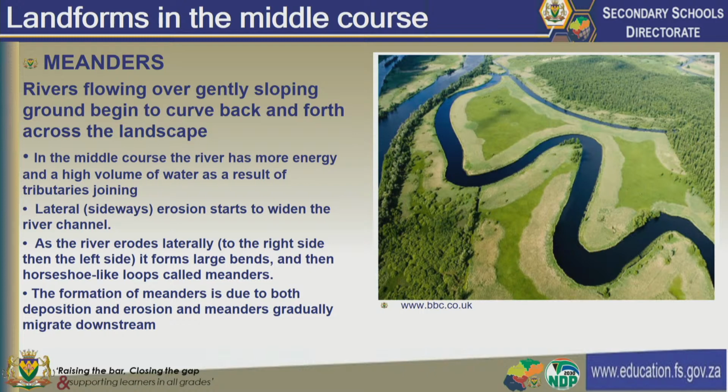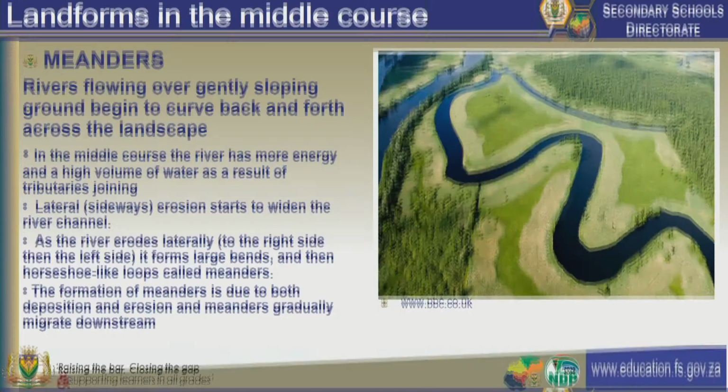The formation of the meanders is due to fluvial processes, deposition and erosion, and meanders gradually migrate downstream. Very importantly, remember, as we were talking about the waterfalls, we said they migrate upstream. But in this case, our meanders, they migrate downstream. So they'll be moving from the middle course towards the lower course. That is very important for you to note.